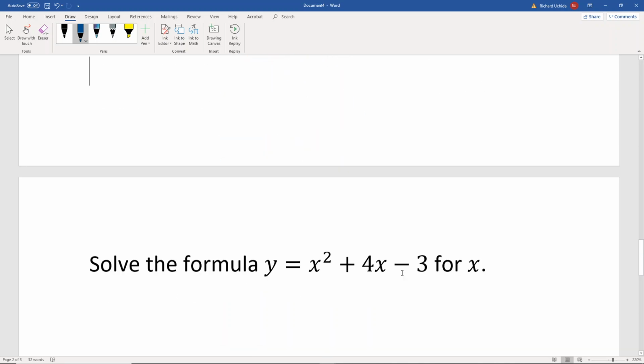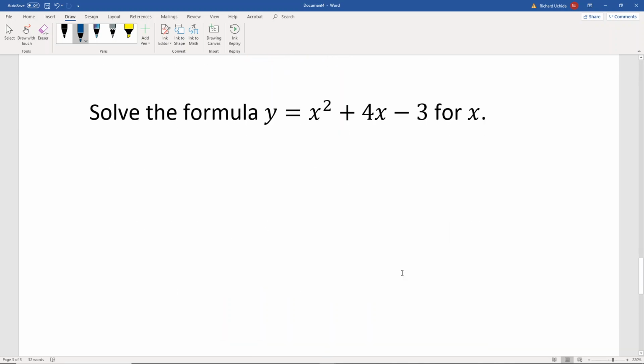Now let's look at another example. And this one will be a special example, which you'll see. So we're to solve the formula y equals x squared plus 4x minus 3. We're to solve it for x. So what we're going to do is use the method of completing the square. So we're going to get all the terms with x on one side, everything else on the other side, which in this case just means we're going to add 3 to both sides of the equation.